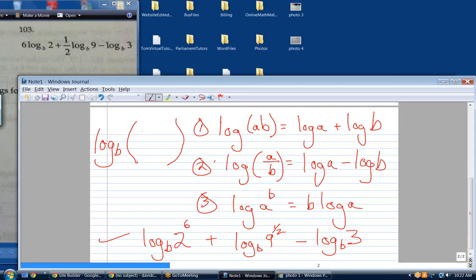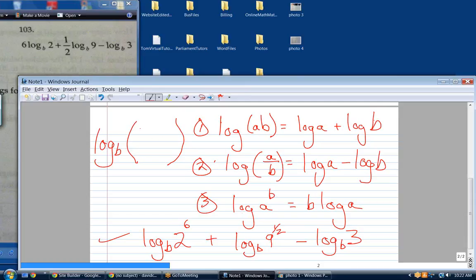I have a question. Do you just go from left to right? Yes, we take care of the log base B of 2 to the 6th, plus that, and then you make it like rule number 2. So in the end, it's going to look like a log of A over B. Well, let's do it.